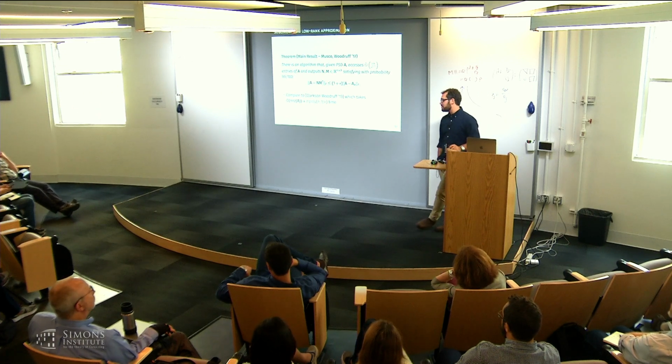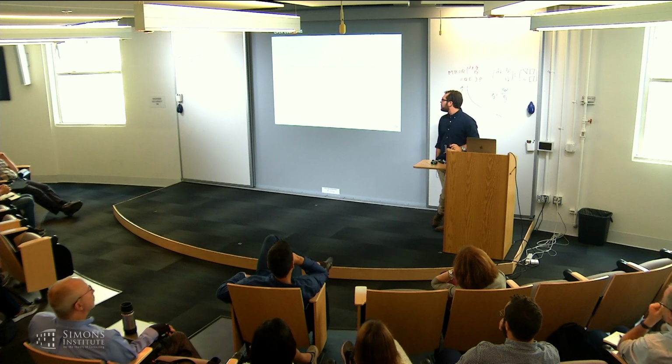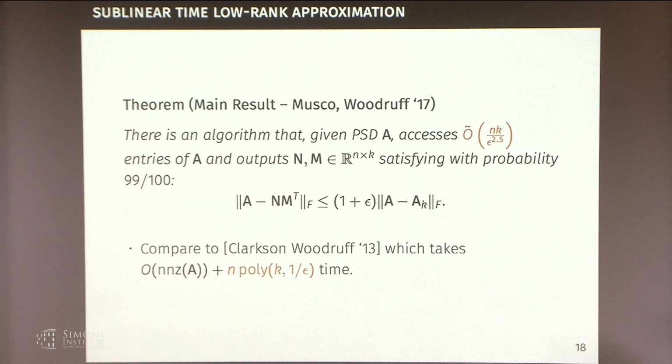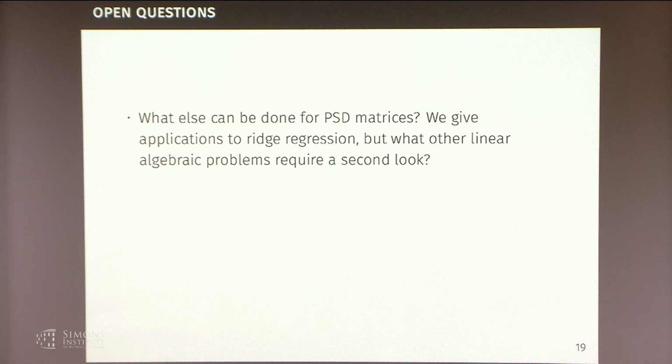So I'll quickly talk about some future work. There are a lot of open questions. This is a first pass at what we can do if we start trying to exploit this PSD structure. Obviously, PSD matrices are super well studied, but to us, it was surprising that we could get this sort of result using, I would say, a relatively simple technique. So one question is, what else can we do for PSD matrices? We give some applications in our paper to approximate ridge regression. Are there other linear algebraic problems that require a second look, where we could do a lot better when we have PSD structure?